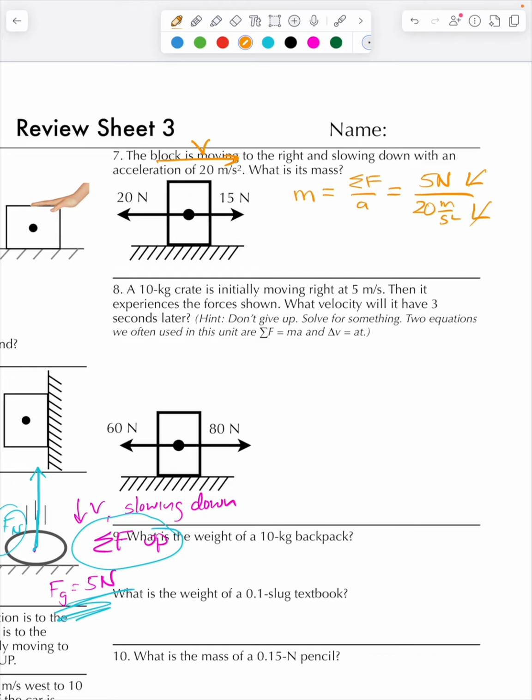If you could cancel direction, it doesn't really make sense, because mass is a scalar. I couldn't have a net force to the left and an acceleration to the right. That wouldn't make sense. So basically, it's just going to be 1/4, so 0.25.